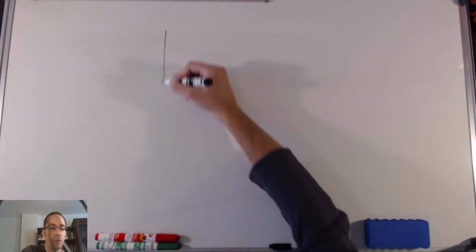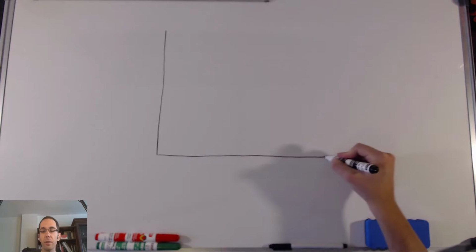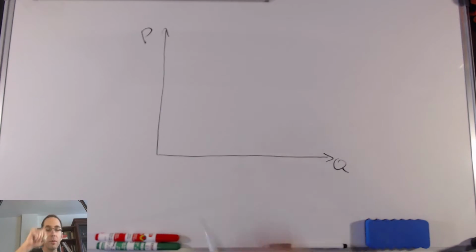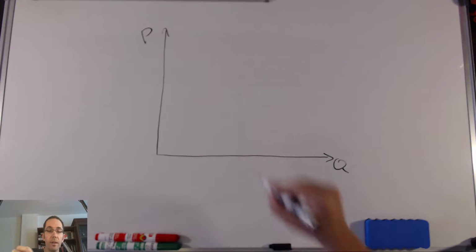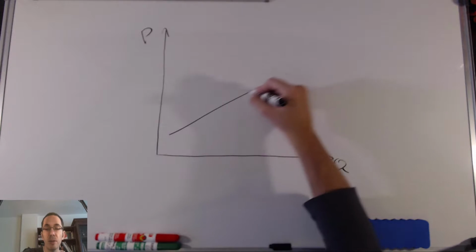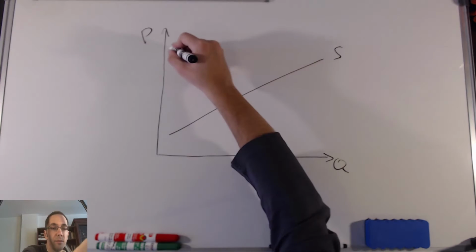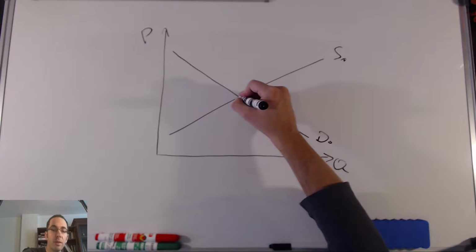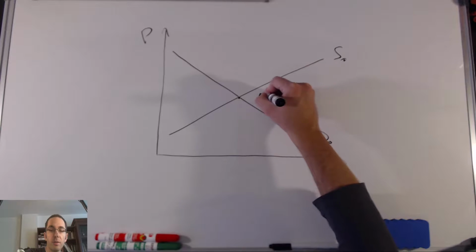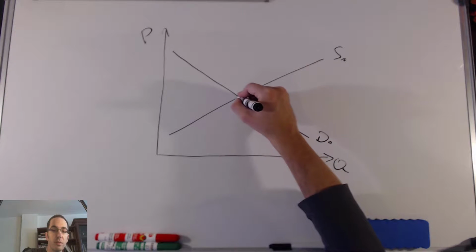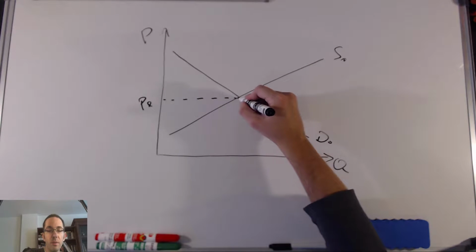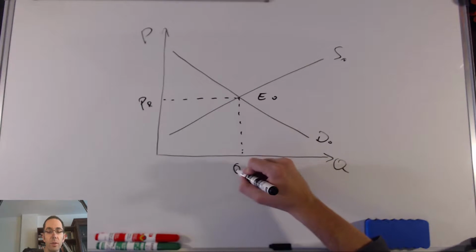Okay, so we are going to start with a standard diagram of price and quantity. And let's have a market that's in equilibrium, supply and demand. This will be D0, this will be S0, and this is our original equilibrium point, E0. The equilibrium price is PE, the equilibrium quantity would be QE.